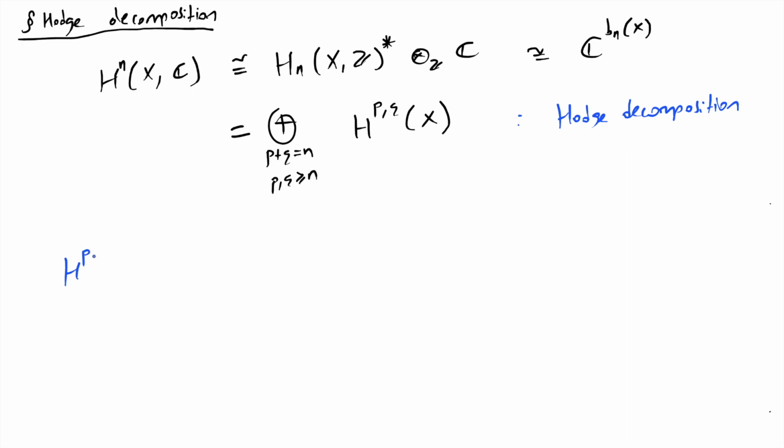H^{p,q} is isomorphic to H^q(X, Ω^p). What that means is that I'm computing the q-th cohomology group of the sheaf of p-differentials. When X was a curve, we only looked at H^0 of Ω^1. That was the global sections of the sheaf of 1-forms, holomorphic 1-forms. So in general, you need to use these more complicated groups.